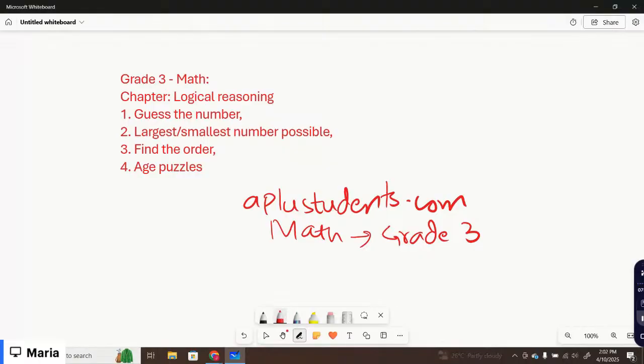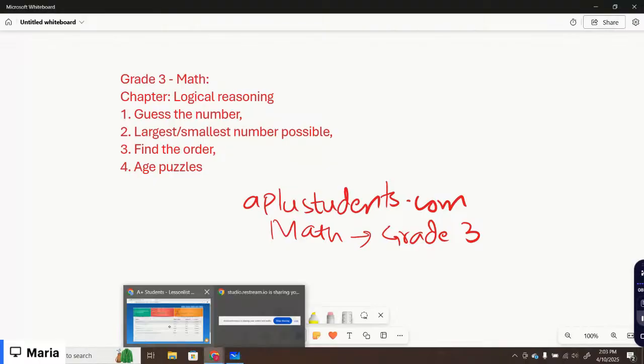So please make sure you have your notebook and pencil, so that you can note down the important examples and definitions as well.